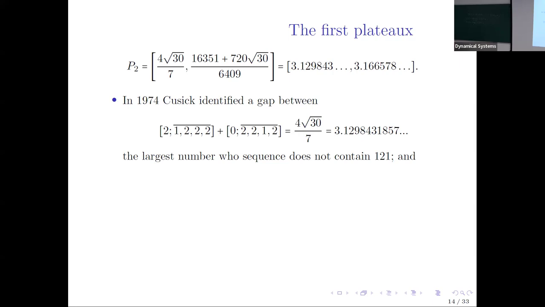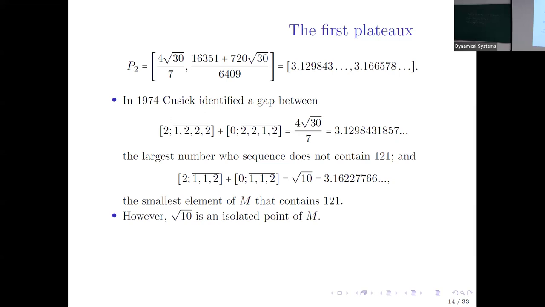So if I exclude the sequence of 1 to 1, then I cannot get anything larger than that. Let's just take a look and see what I can get if I now allow 1 to 1. Is there anything? Apparently it happens that if the subsequence of 1 to 1 is allowed, then you cannot get anything smaller than square root of 10.